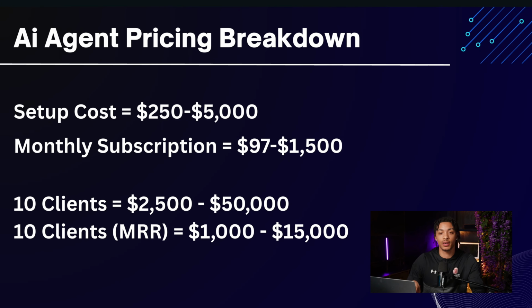So that's why it's better to stay on the software side. That's called software as a service. Selling this type of AI solution allows you to do that, right? And then, of course, more importantly, you can get paid monthly subscriptions anywhere from $97 to $1,500.